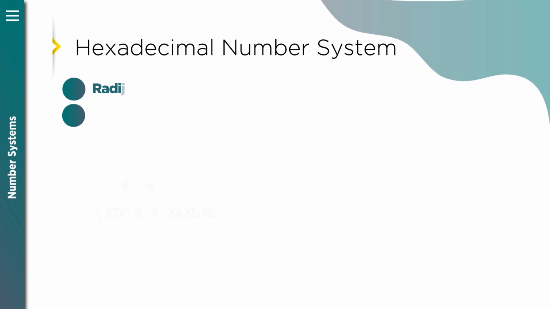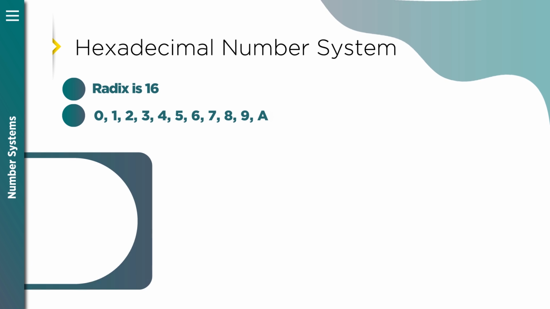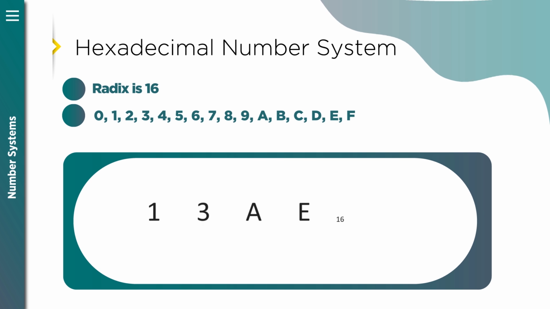Hexadecimal number system has radix 16, and 16 digits from 0 to 9, and after that we are using letters A, B, C, D, E, F, which according to the decimal number system equal 10, 11, 12, 13, 14, 15 respectively. Let's convert this hexadecimal number to decimal. We have base 16, and calculations are pretty straightforward for you.